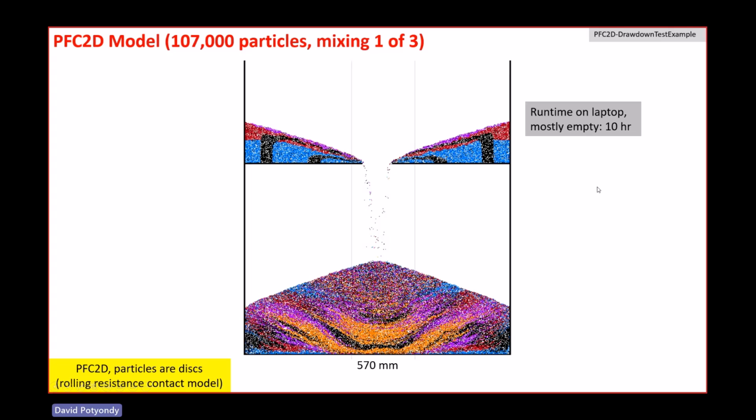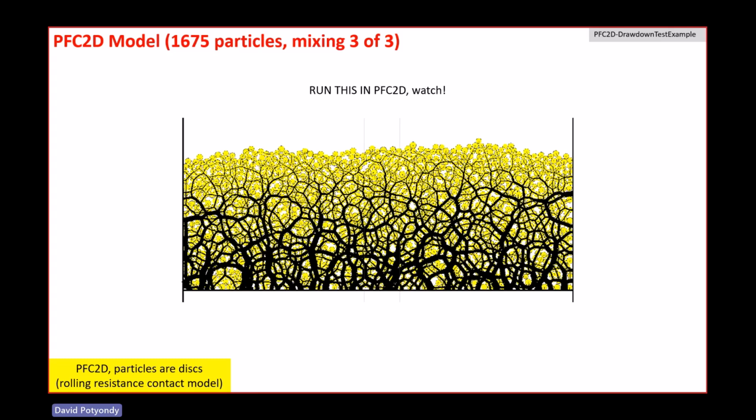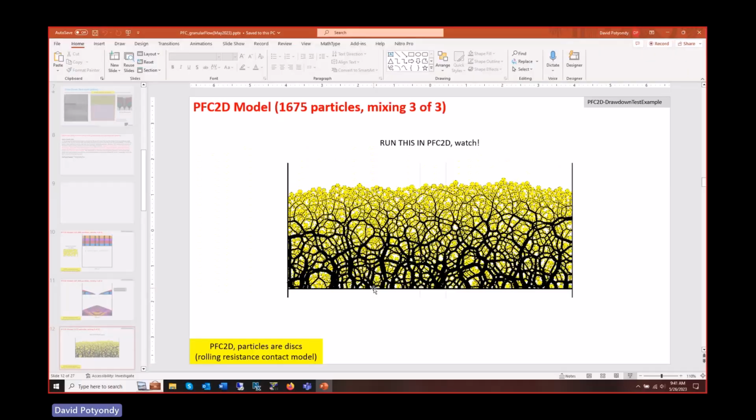Okay. So 107,000 particles. These types of problems take a long time because there's a lot of motion that has to get simulated. In a bonded system, you might just have a bigger thing and now you're just doing a compression test on it. That's relatively small amount of strain. But this is discs with rolling resistance. Seems to make sense. Let me just actually run this thing in PFC 2D.